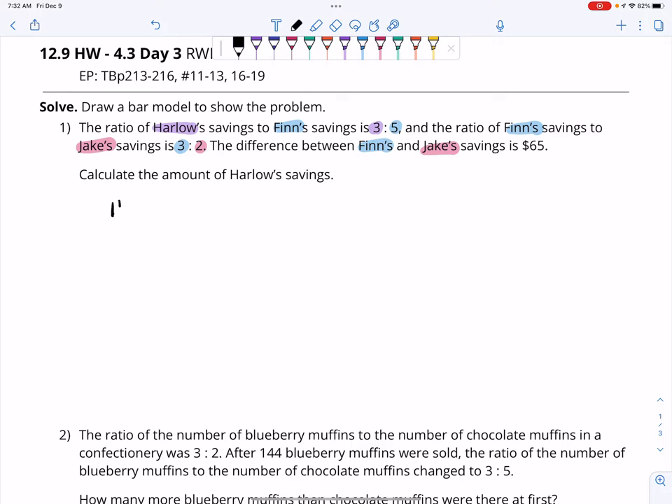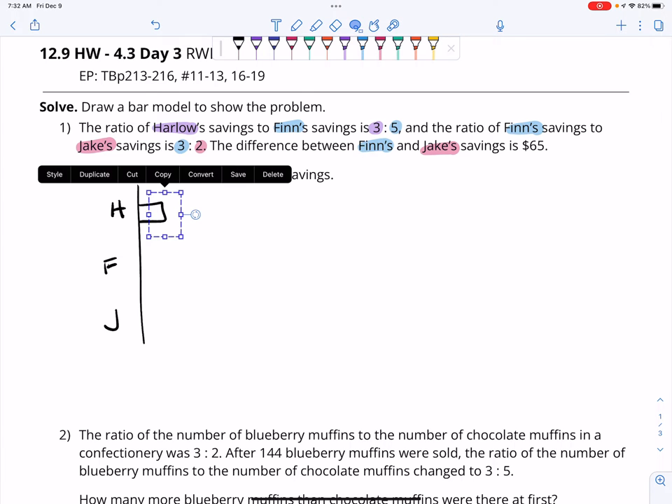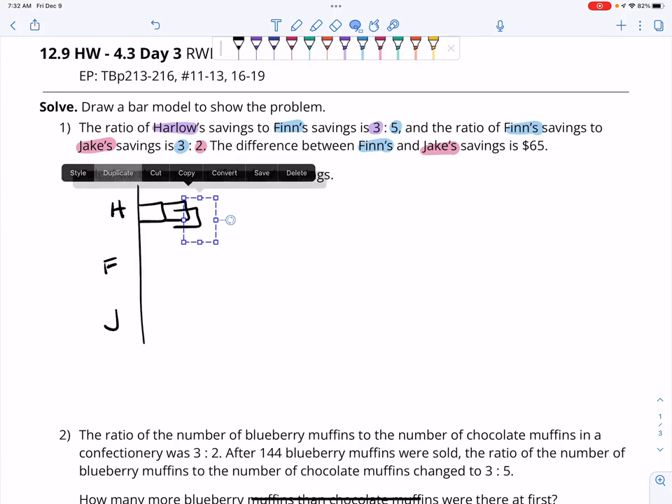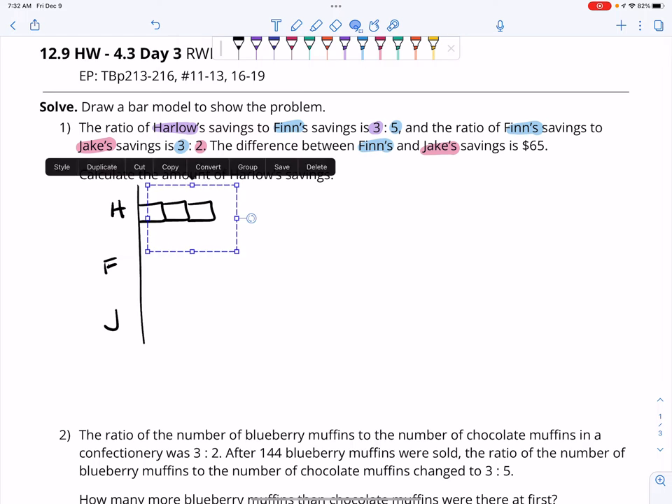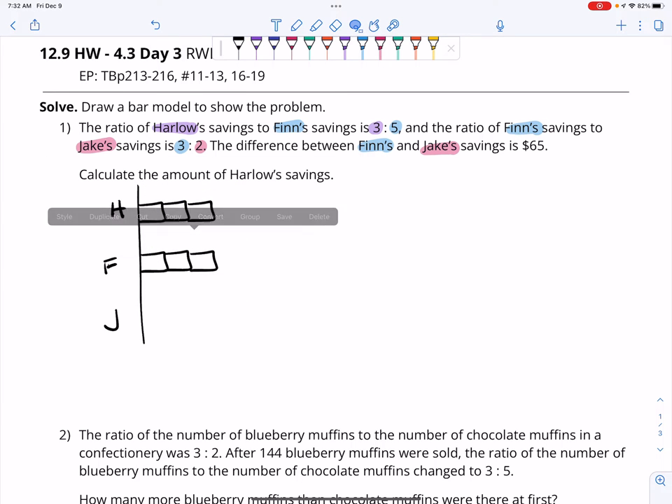So I'm going to start out because I don't exactly know what my first step to solving is going to be, but I do know that I can at least take this problem and show it somehow. So we have Harlow is 3 to 5 to Finn. 1, 2, 3. Finn's is going to be 5. And let me quick grab some colors for them. So we know Harlow's, and then Finn's.